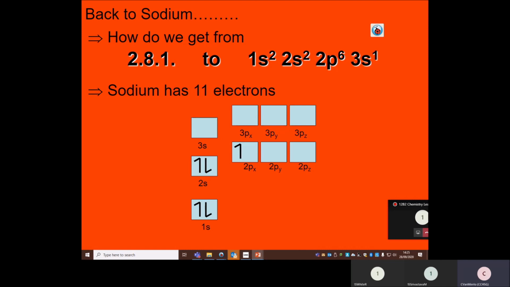The 2p, we fill individually, but we need to fill it completely, so we go back and fill them the other way around. And then our 3s, we've used 10 electrons so far, so our outermost electron goes in the 3s subshell. We don't need any 3ps because we're not going to use those. We'll use those next time. So that's how we get from one to the other.